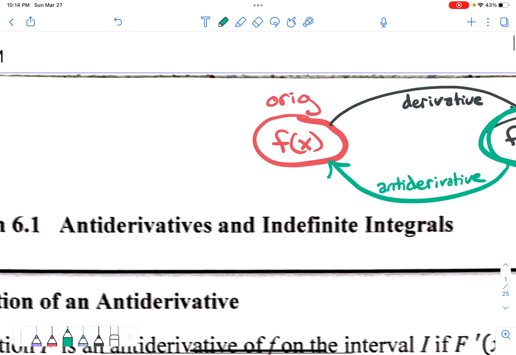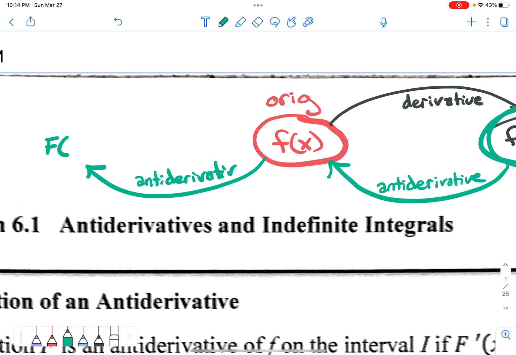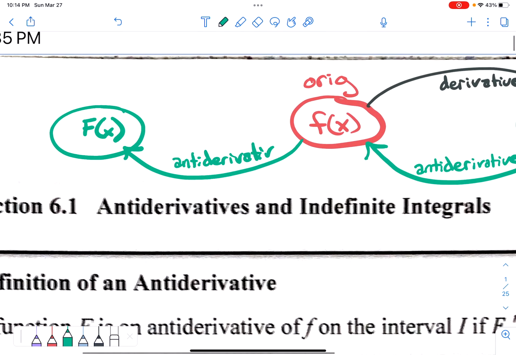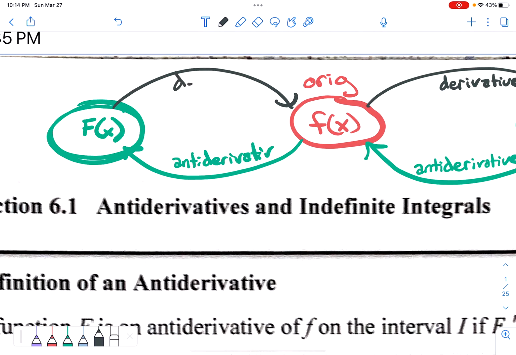Now, what happens if we're starting with the original and we're taking the antiderivative of that one? The antiderivative of the original function. They use the notation capital F of x to denote the antiderivative of an original function. So it goes capital F of x, lowercase f of x, and then f prime of x, okay? So if they give me capital F of x, which again is the antiderivative of some function, and I take the derivative of that, I get back to the original function, right?